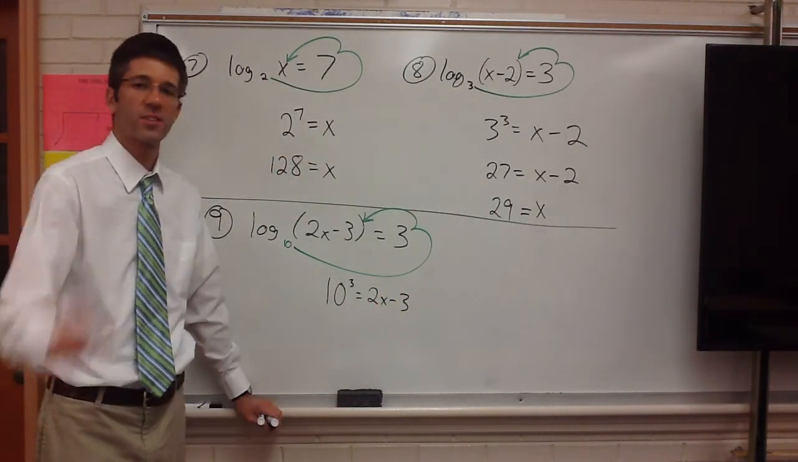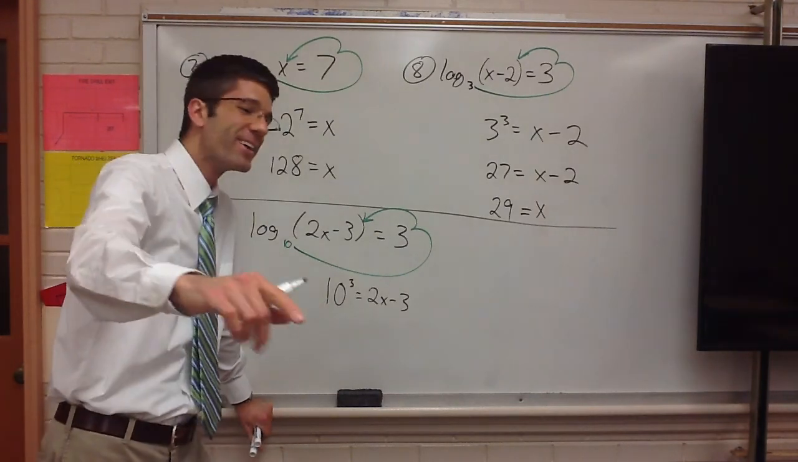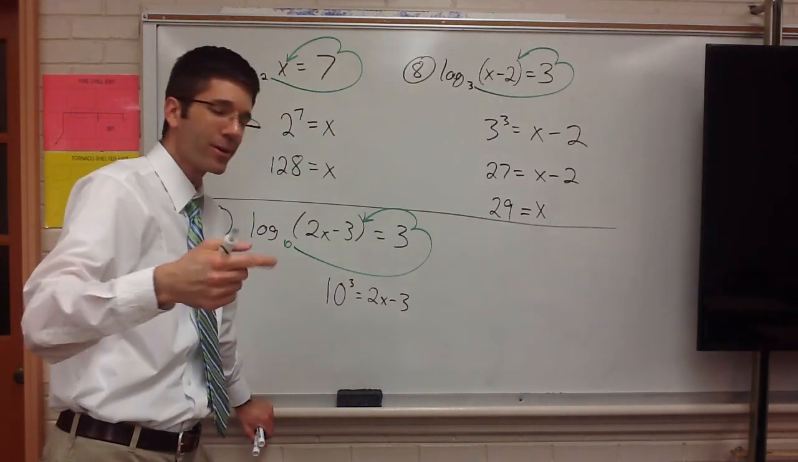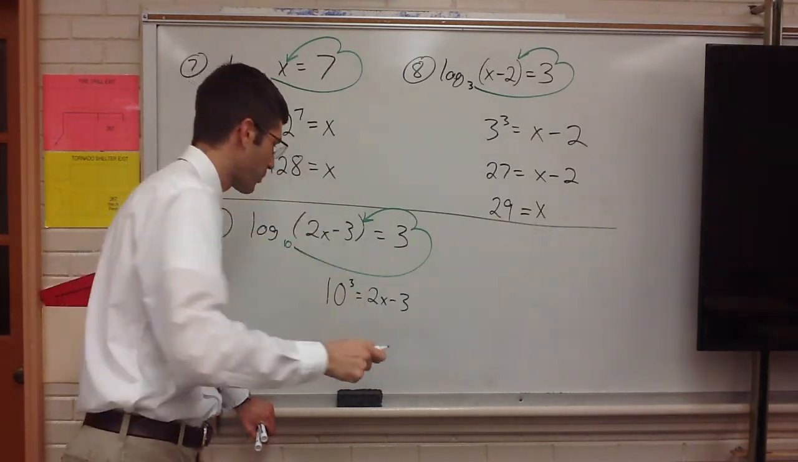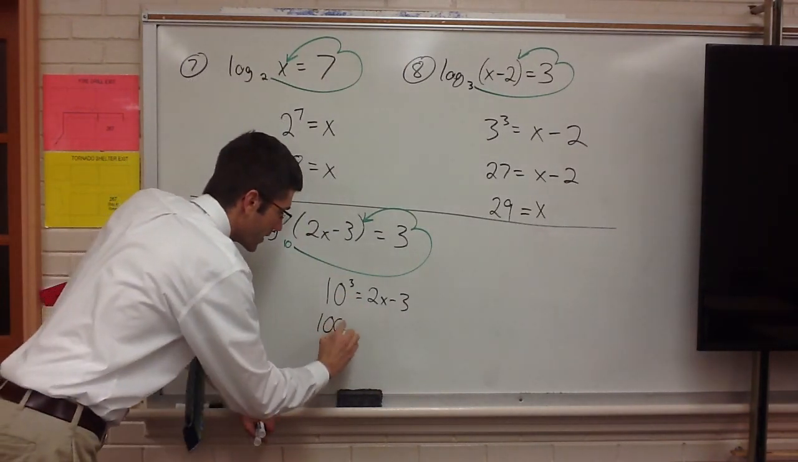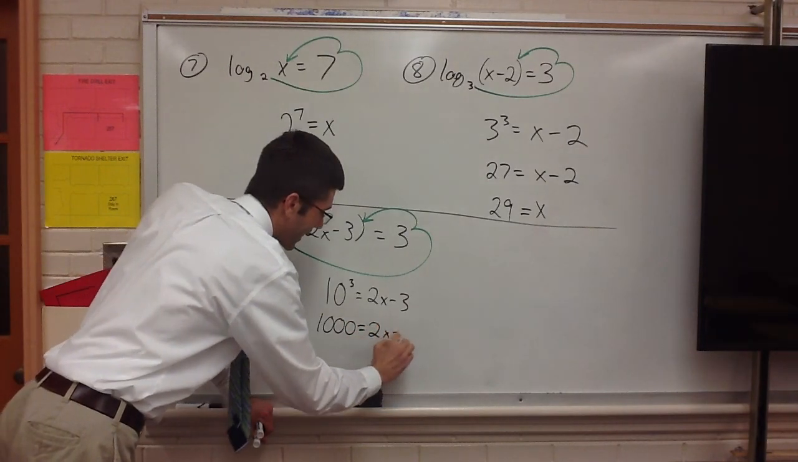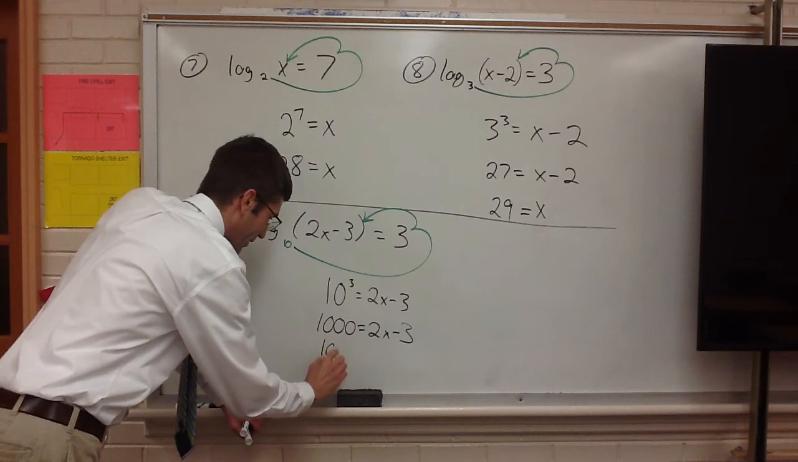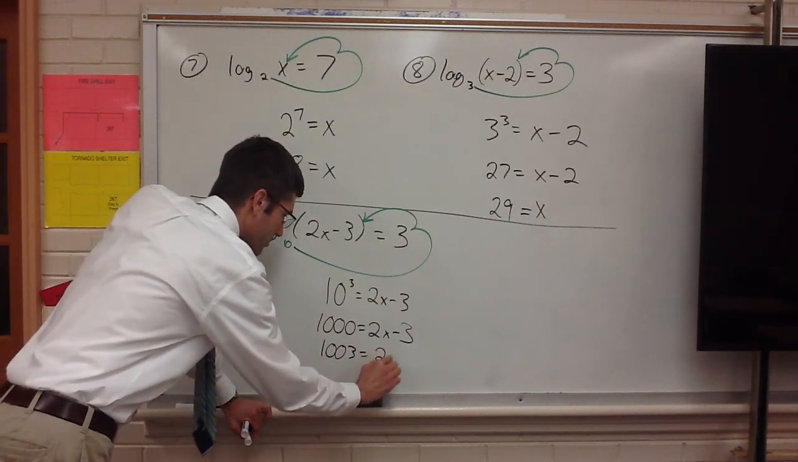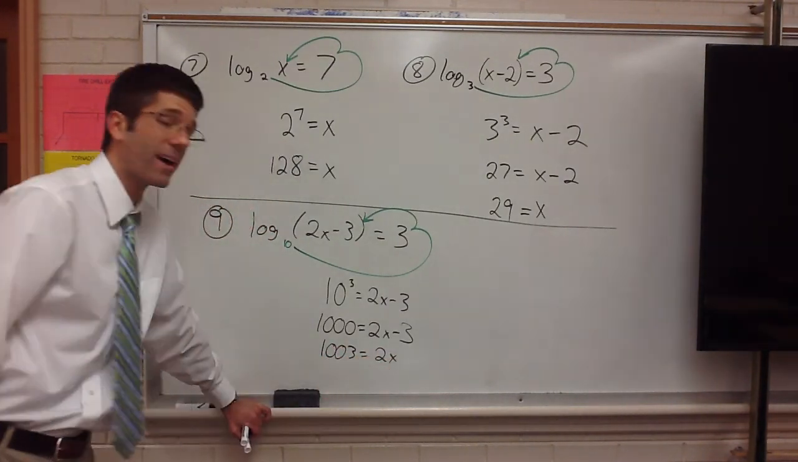Find out what 10 to the 3rd is. Don't touch your calculator. You can use your calculator if you need to, but you don't need it for this. Let's be real. What's 10 times 10? It's 100. Times 10 again is 1,000. It's a G. 2x minus 3. And now we'll add 3 to both sides. We get 1,003 equals 2x. And then we will divide it by 2.